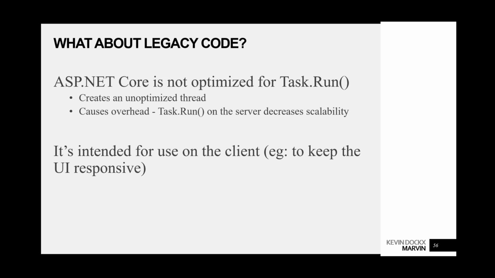Where task.run can be used is on the client. So in a Xamarin app, it can be a very good idea, because in a Xamarin app, you can offload CPU-bound code to the background using task.run. A great example is keeping your UI responsive. You either use async await all the way through, or you use task.run to offload something to the background to make sure your UI thread isn't locked. So task.run on the server, very bad idea, never do it. Use it on the client.